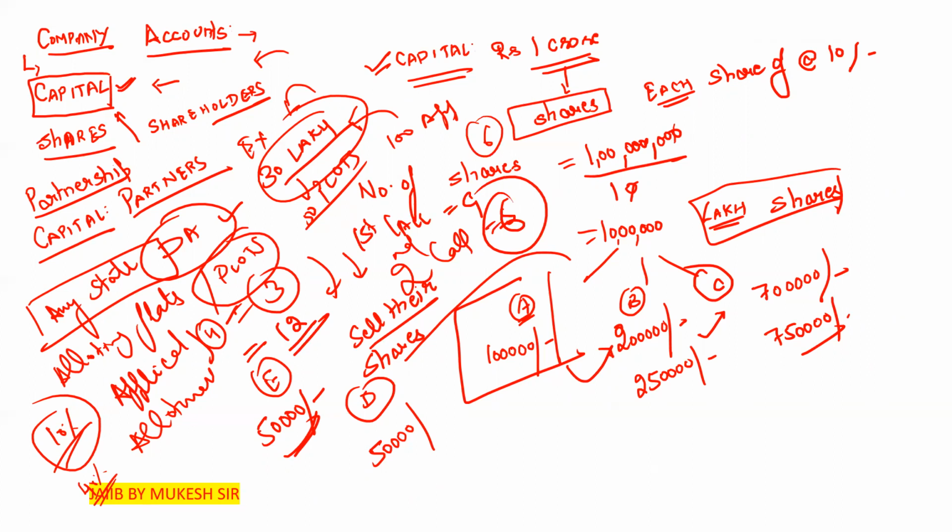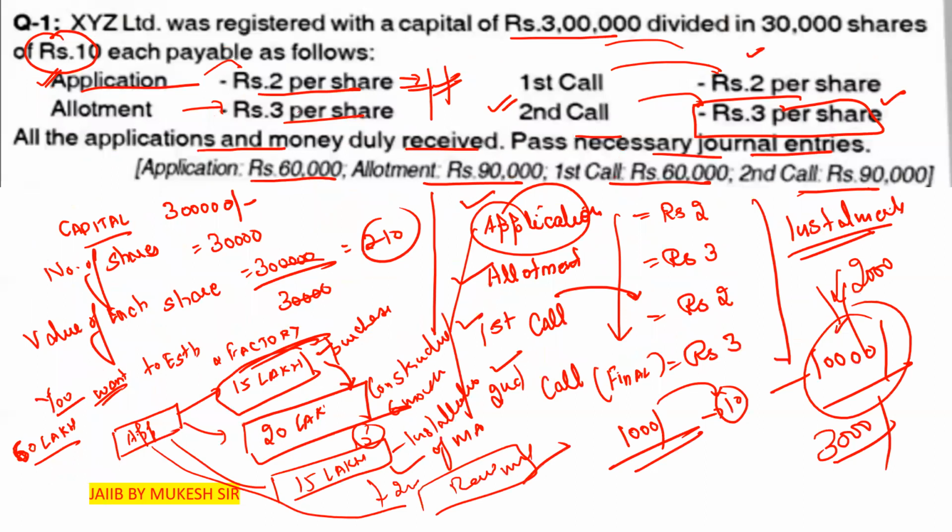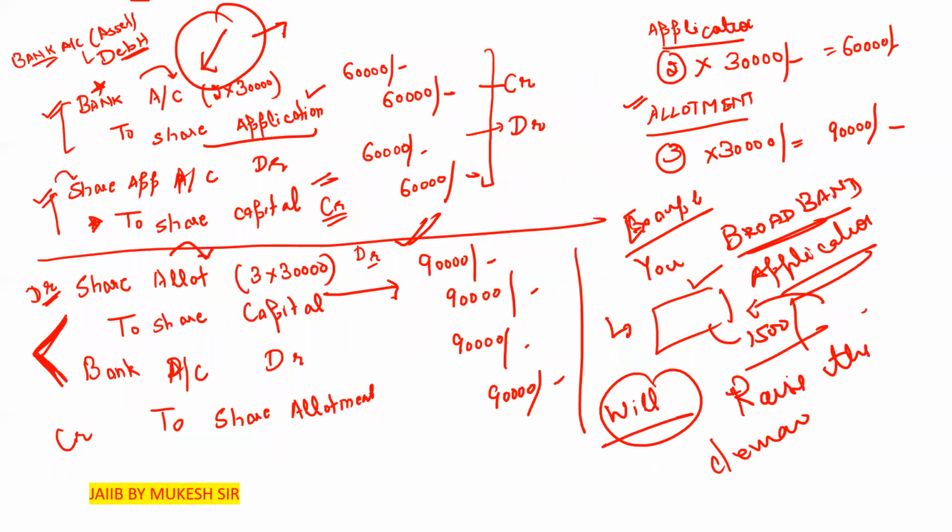That is application, allotment, first call, second call. So this is the same process we are performing here. At the time of the application you have to pay rupees 2. At the time of allotment you have to pay rupees 3. At the time of first call you have to pay rupees 2. At the time of the second or final call you have to pay rupees 3. On the basis of that we are performing the transactions, or the entries.